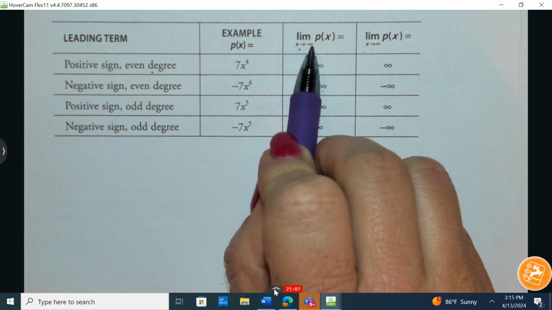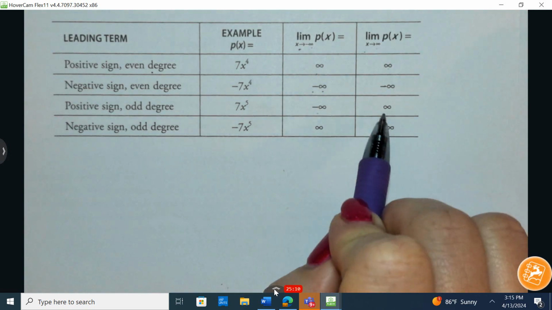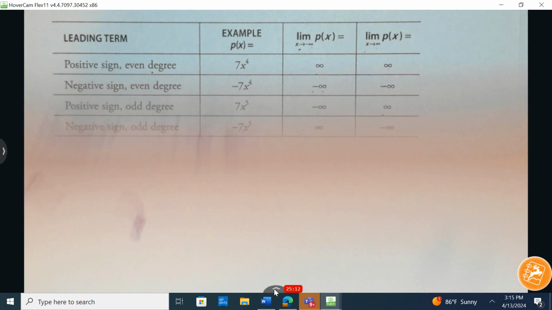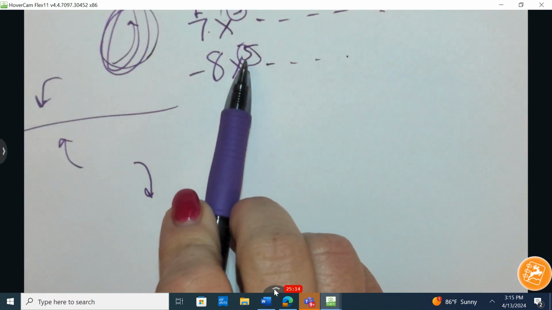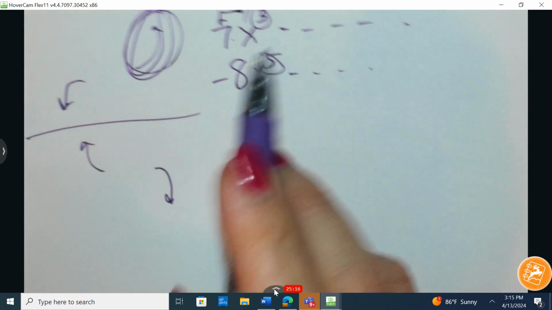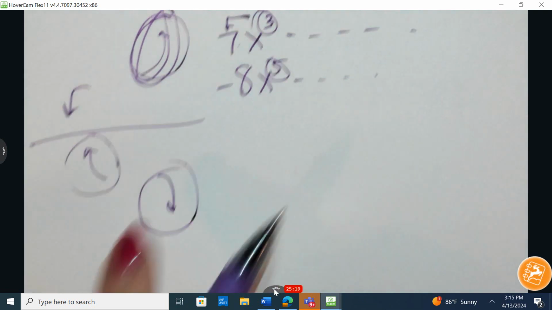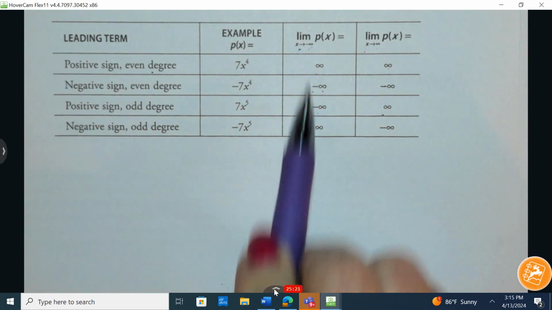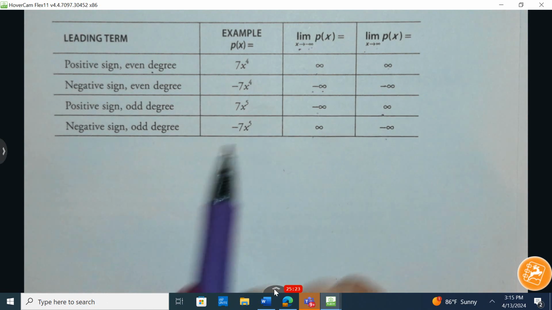So on the left, as you go to the left, you're going down. As you go to the right, you're going up. And that's just the reverse of that in this situation. We have odd, negative. So in this situation, we're down on the right and up on the left. As I go to the left, I go up, and as I go to the right, I go down. And here's 4 more examples.